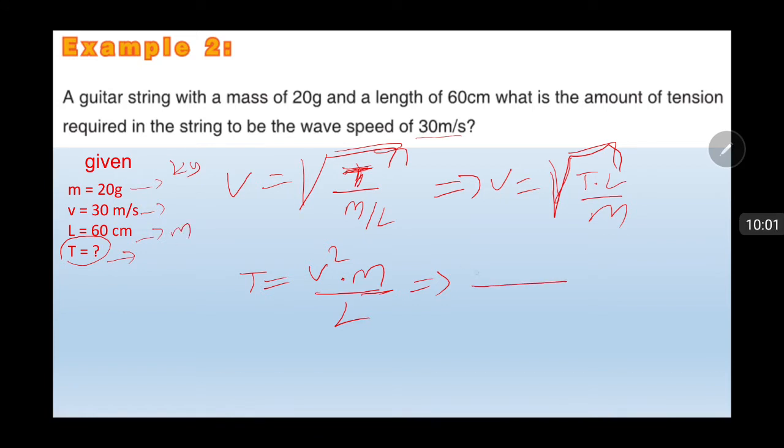Now I am writing 0.02 kilogram multiplied by 30 squared over L, which is 60 centimeter. 60 centimeter equals 0.6 meter. The tension strength equals 30 Newton.